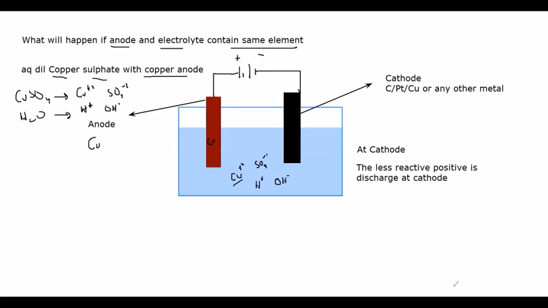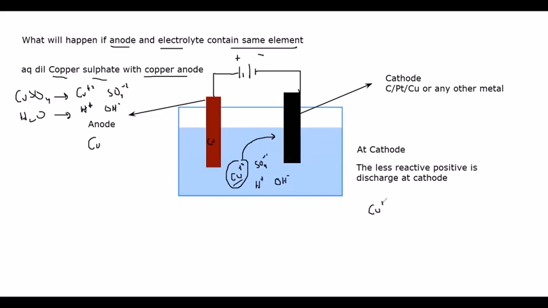Copper ions are less reactive. When you check the reactivity series, you have to memorize this reactivity series. So you will find that copper is below hydrogen, copper is less reactive. So as the copper ion is less reactive, what happened? The copper ion will move towards the cathode. So as the copper ion is moving towards the cathode, what will be the equation?